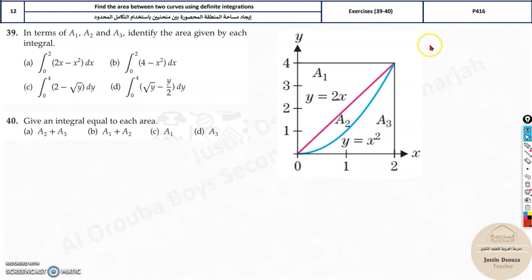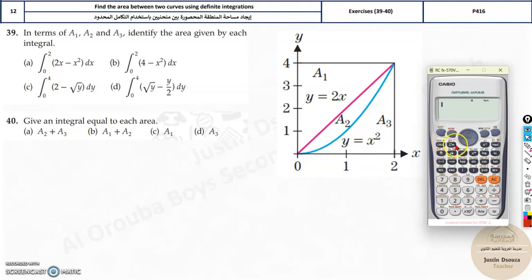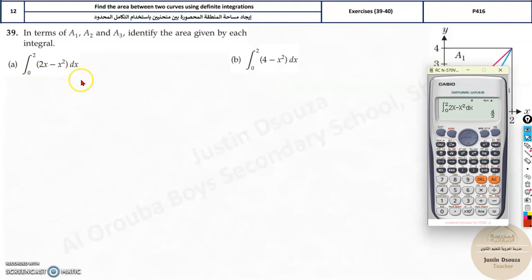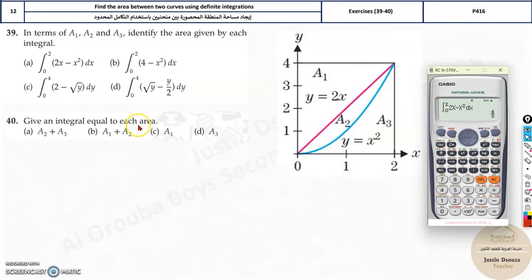Now, the obvious thing would be to just solve it, right? Okay, let's use our calculator and try solving it using the definite integral. 2x minus x squared, and the limits are from 0 to 2. Okay, so it's 4 by 3. But do you think the 4 by 3 is the answer? No, they want you to answer in terms of a1, or a2, or a1 plus a2. That is what they want. How would you understand this? 4 by 3 is 1.33.